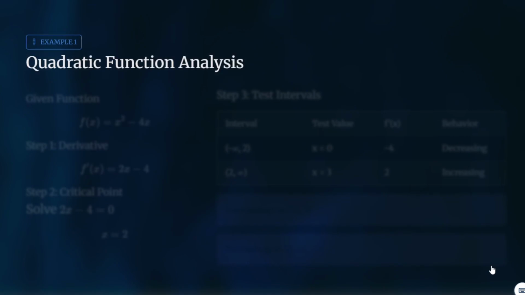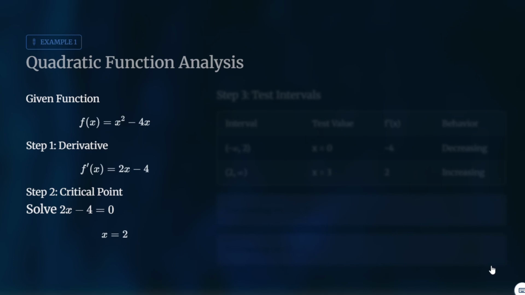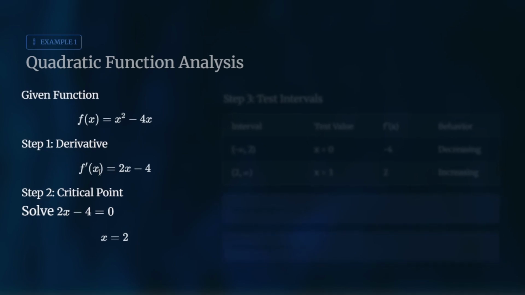Let's look at our first example. Given the function f of x equals x squared minus 4x, we want to find the intervals on which the function is increasing or decreasing. So step number 1, we'll need to find the derivative. Using the power rule, f prime of x will be equal to 2x, that is the derivative of x squared, minus 4, that is the derivative of 4x with respect to x.